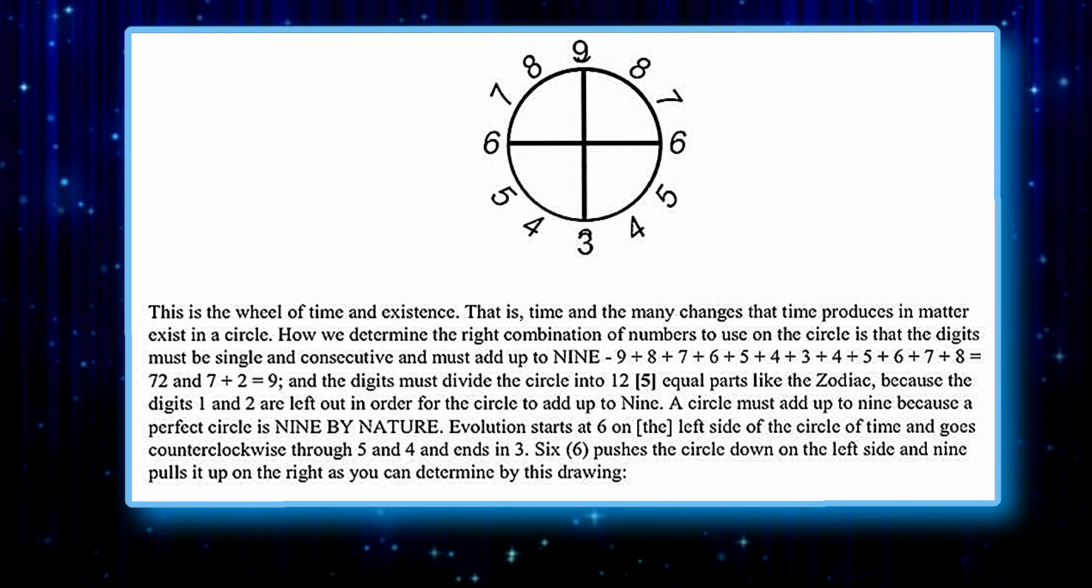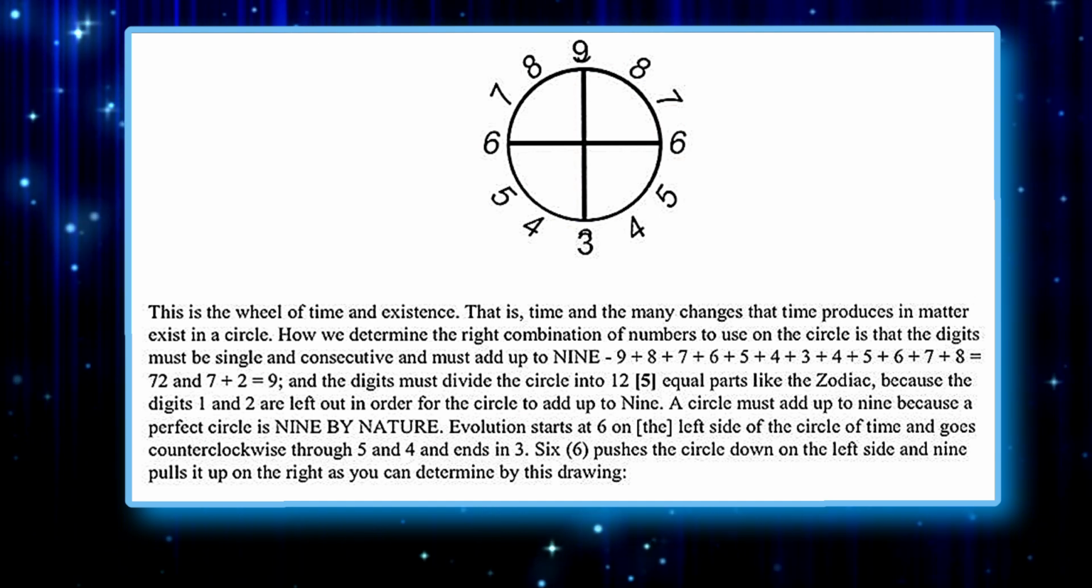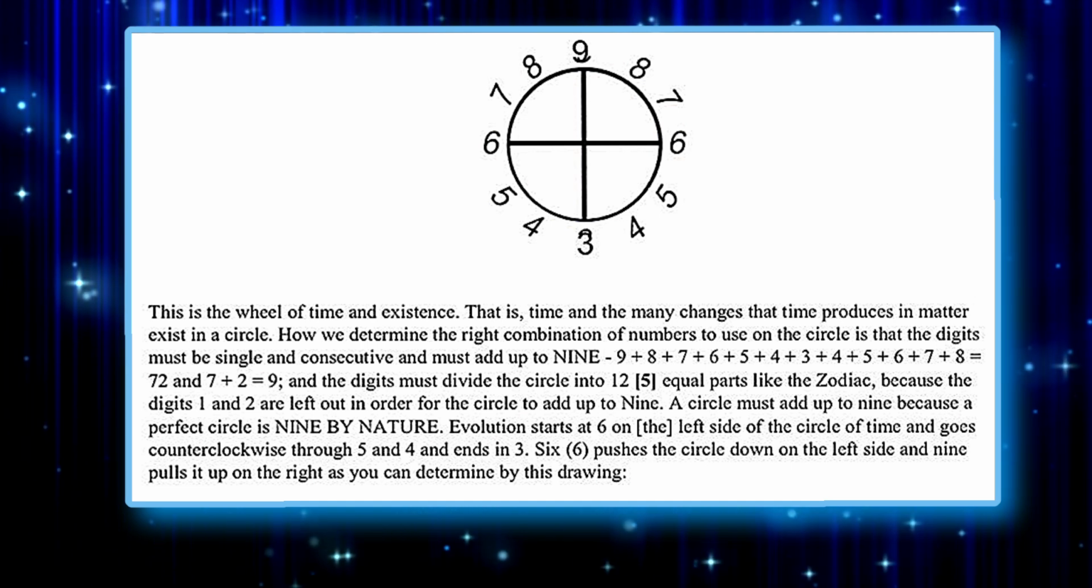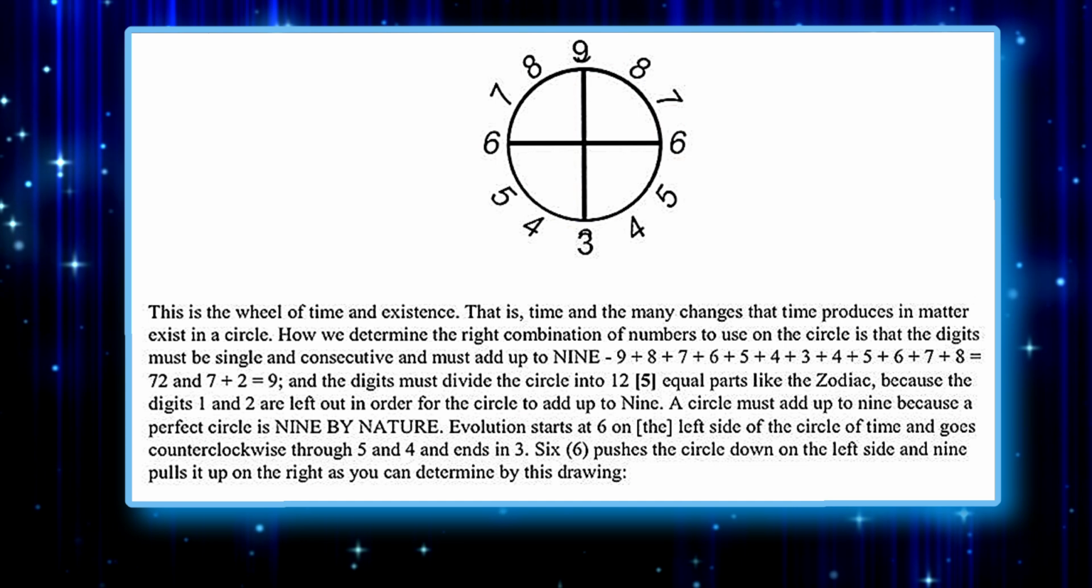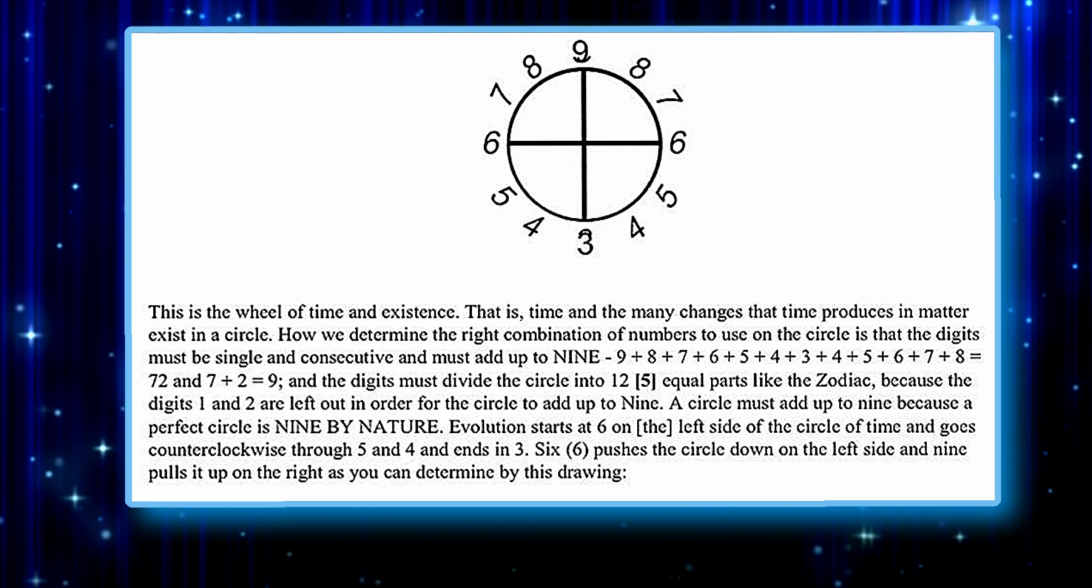Evolution starts at 6 on the left side of the circle of time and goes counterclockwise through 5, 4, and ends in 3. 6 pushes the circle down on the left side, and 9 pulls it up on the right as determined by this drawing.